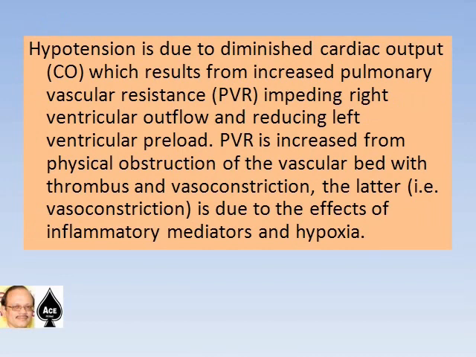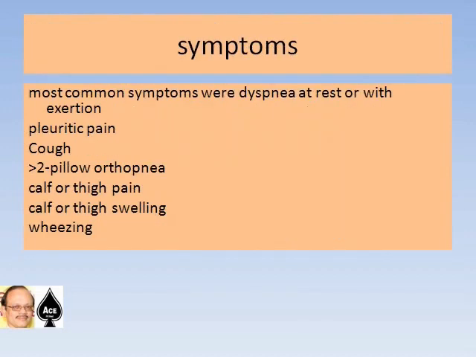Hypotension is due to diminished cardiac output, which results from increased pulmonary vascular resistance, impeding right ventricular outflow, reducing left ventricular preload. Pulmonary vascular resistance is increased from physical obstruction of the vascular bed with thrombus and vasoconstriction. The vasoconstriction is due to the effects of the inflammatory mediators and hypoxia.